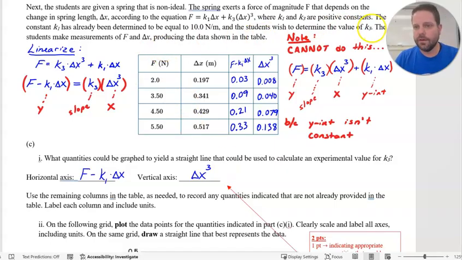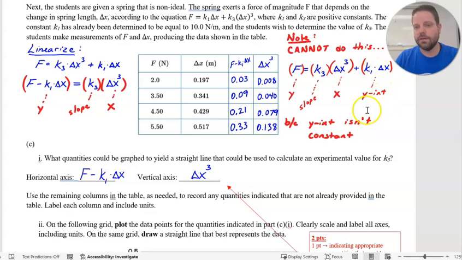For example, here they're saying K3 is an unknown, whereas K1 is given. So we have to make sure we read it carefully. If we try to do what makes sense here, given this, which would be to just call F my y-axis, make K3 my slope, plot delta x cubed as my x, and just have the y-intercept as this last term.